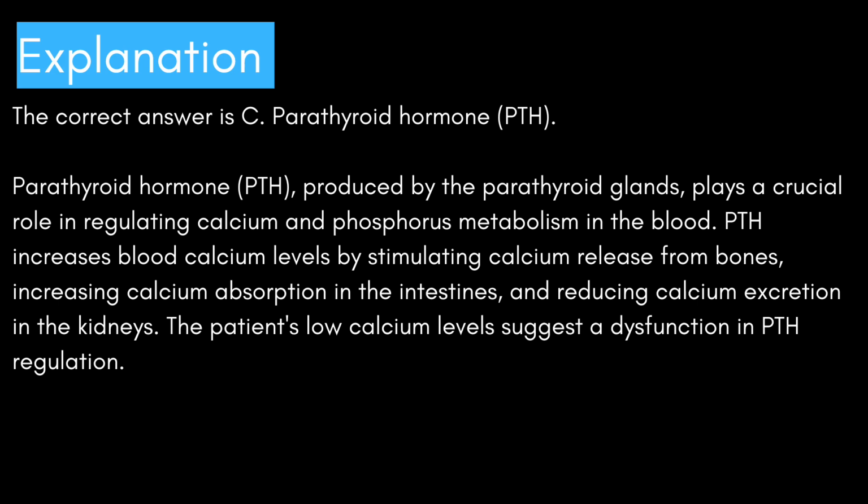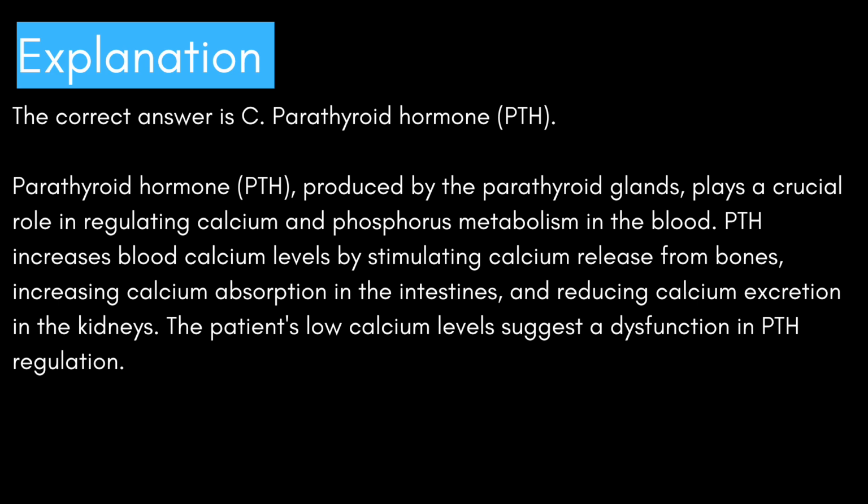Parathyroid hormone, PTH, produced by the parathyroid glands, plays a crucial role in regulating calcium and phosphorus metabolism in the blood. PTH increases blood calcium levels by stimulating calcium release from bones, increasing calcium absorption in the intestines, and reducing calcium excretion in the kidneys. The patient's low calcium levels suggest a dysfunction in PTH regulation.